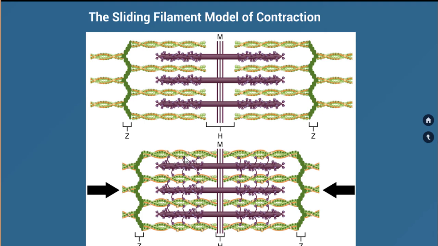When a sarcomere contracts, the Z lines move closer together, and the I band, this part, sorry.